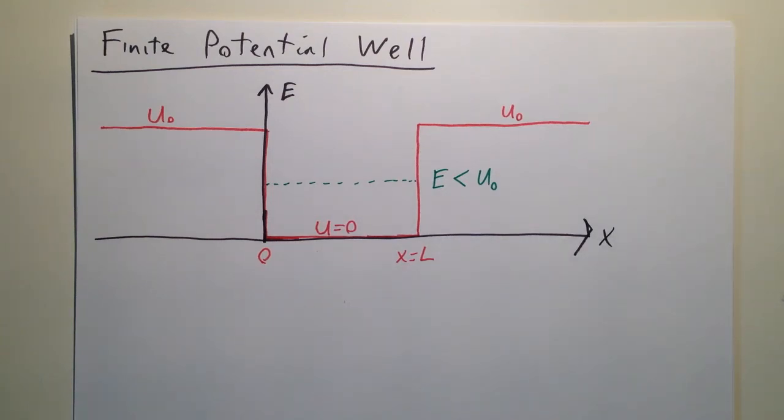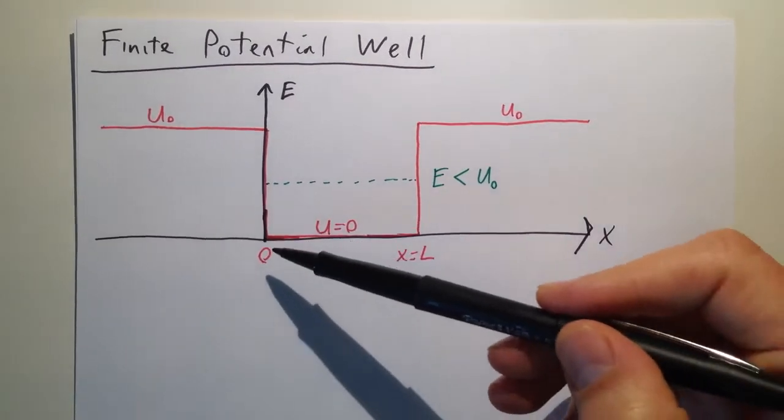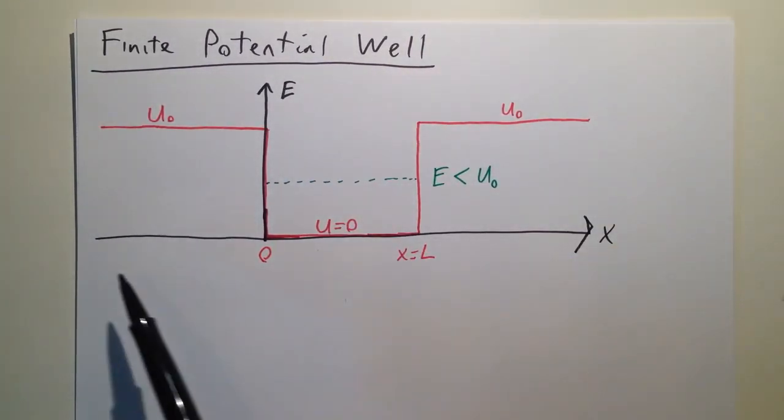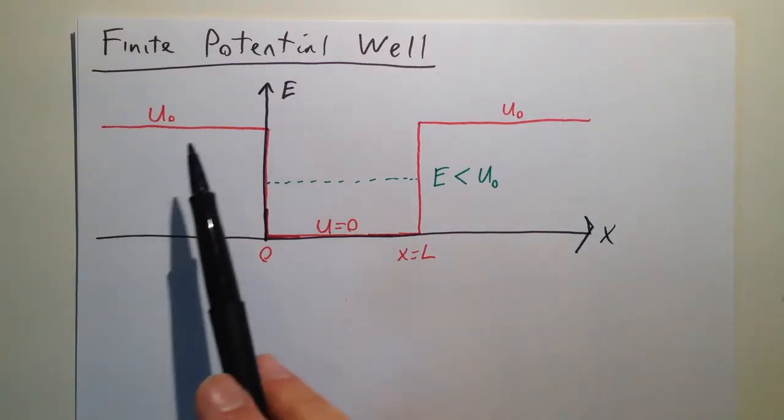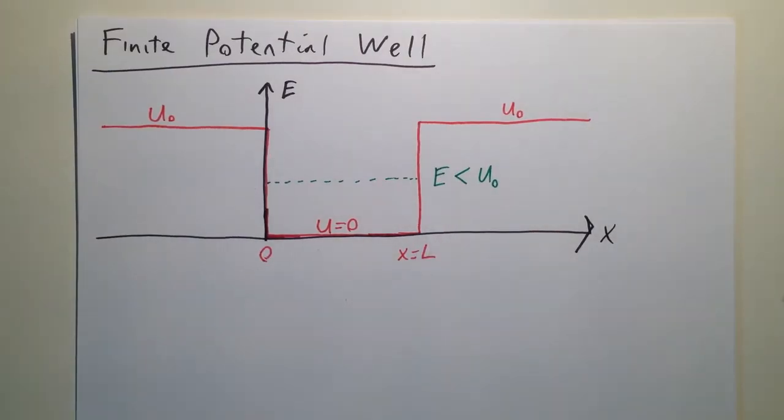Okay, hi everybody. I am going to go through the solution for the finite potential well. To just talk about the problem statement a little bit, I'm going to plot the energy on the y-axis as a function of the position on the x-axis, and in the red line I have drawn in our potential energy.